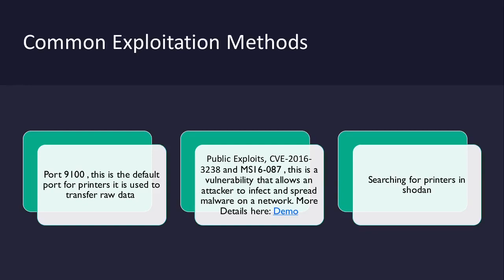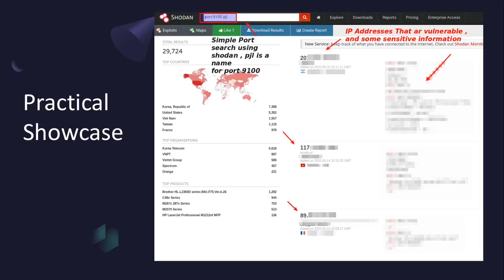All right, here I did a practical showcase. Like I said, I only did it for educational purposes. I didn't mean to harm any device or printer. So what I did was search the port name, PJL. PJL is the name of the port that the printers are on. As you can see, I got some IP addresses and some sensitive information. I can easily access and exploit these IP addresses. They're running on this port, which can be easily exploited. If you go to that IP address being displayed, you have full access to the printer.